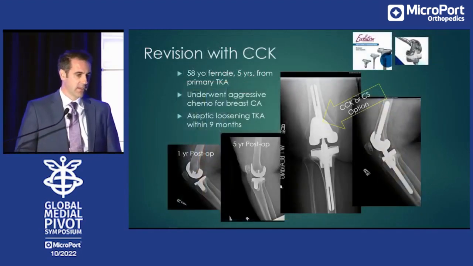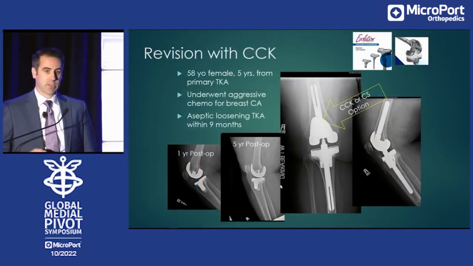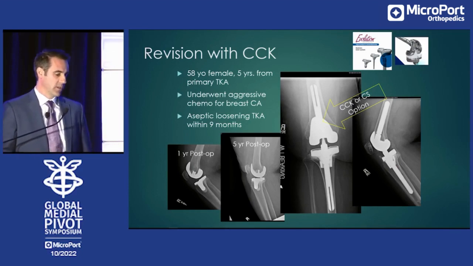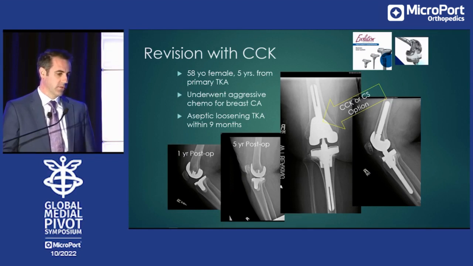In revision settings, we do have a medial pivot option to consider as well. So this is a patient, unfortunately, of mine that had done really well up to the post-op 1 year mark. We hadn't seen her. She underwent some aggressive chemotherapy, and I'm not sure if that's what caused it, but she did develop right around that time, about 9 months later, a tibial failure with significant loosening. Thought it might have been infection. It was not infected, and so we were able to convert her over to a CCK design.